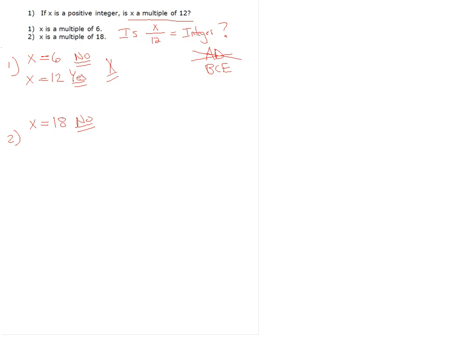No, it's not. And then we do the next one, which would be 36. We say X is 36. Is 36 a multiple of 12? Yes, 36 is a multiple of 12. So that's insufficient. So B is out.